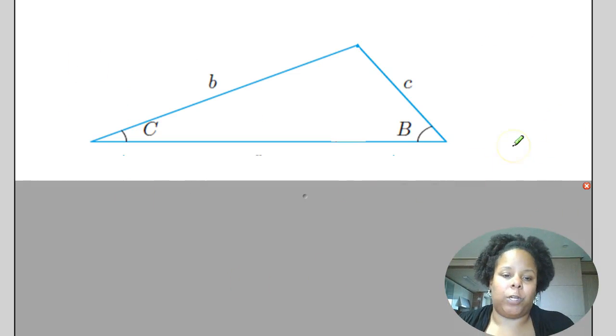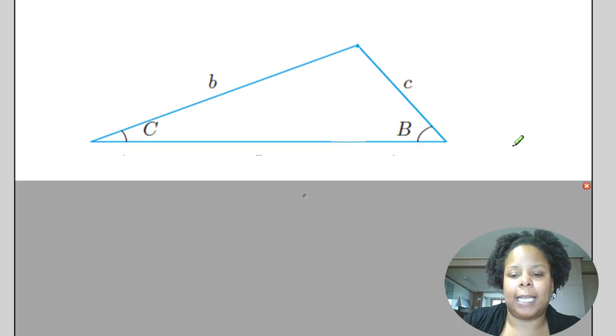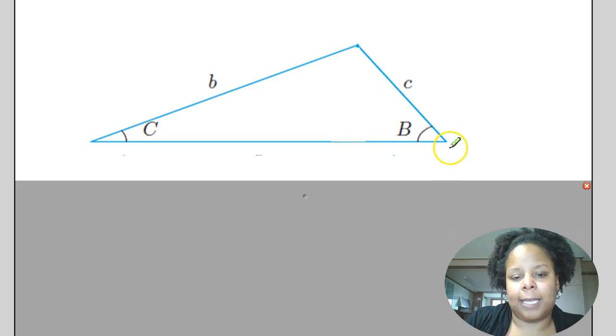It's not a right triangle. We can't say for sure, but we don't know if any of the angles are right angles. Let's go ahead and label the angles B, C, and I guess this can be A. And then the side across from each angle gets the lowercase version of the angle's name.